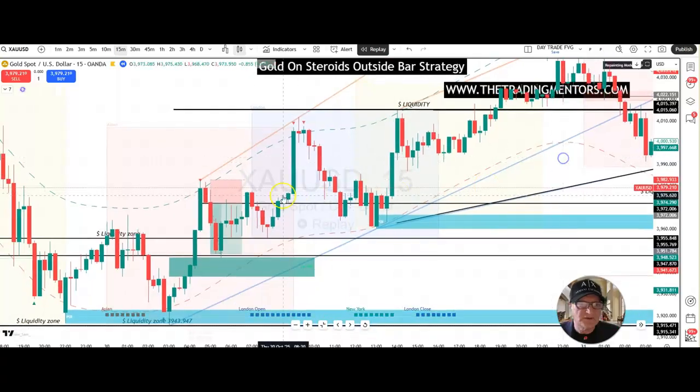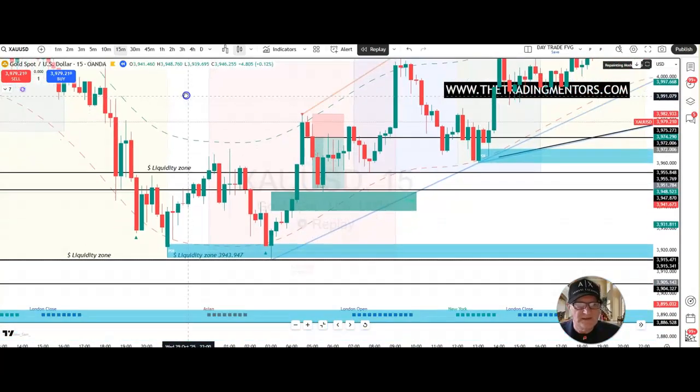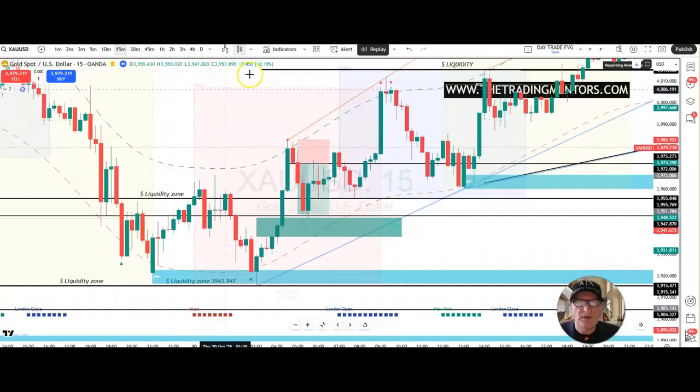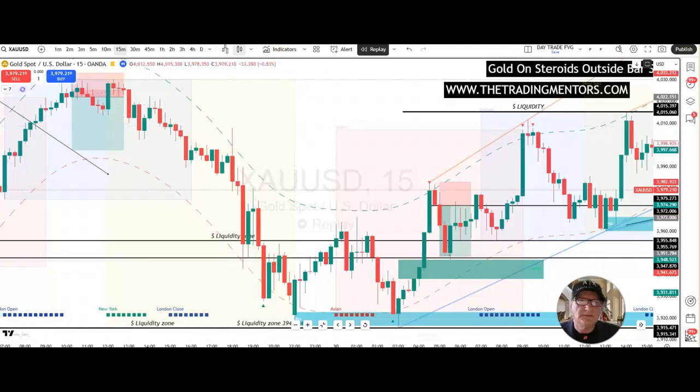So this is the obvious one here. There's an obvious one here. So let me just explain. Let me just show you the outside bars. That's the best thing. Outside bar. Boom. Outside bar. Boom. Outside bar. Boom. Outside bar. Boom.